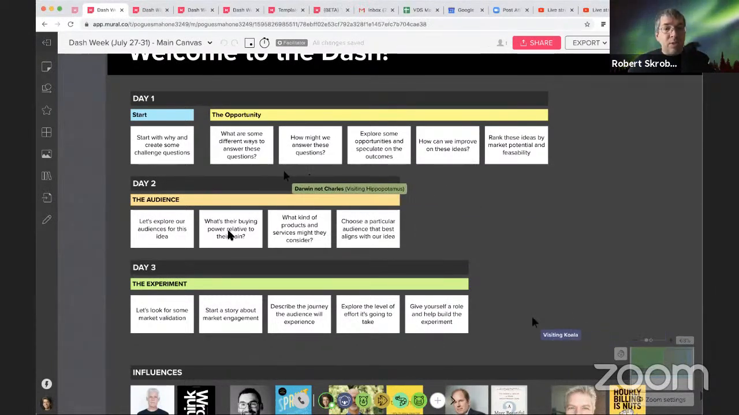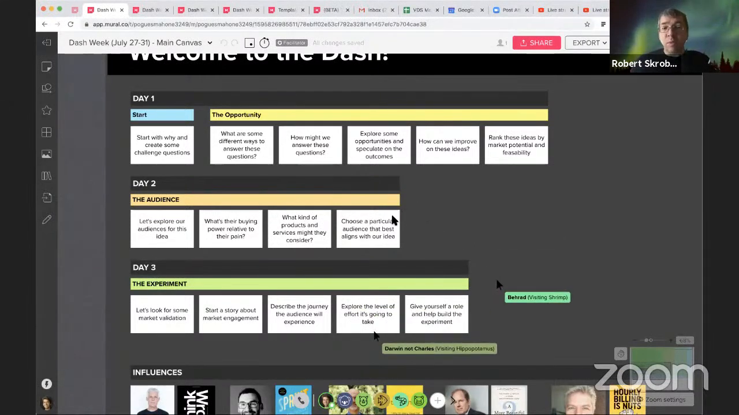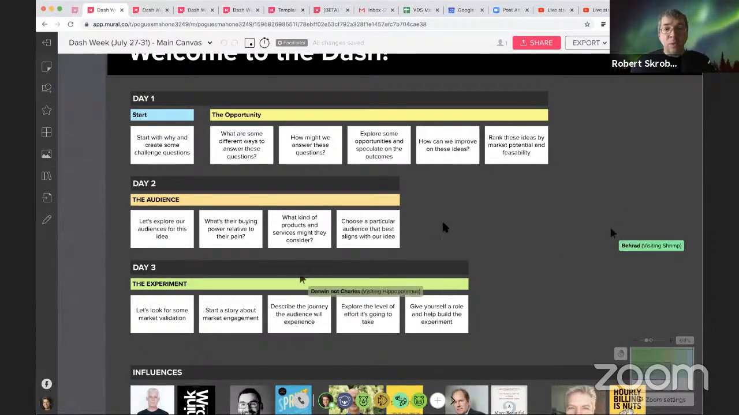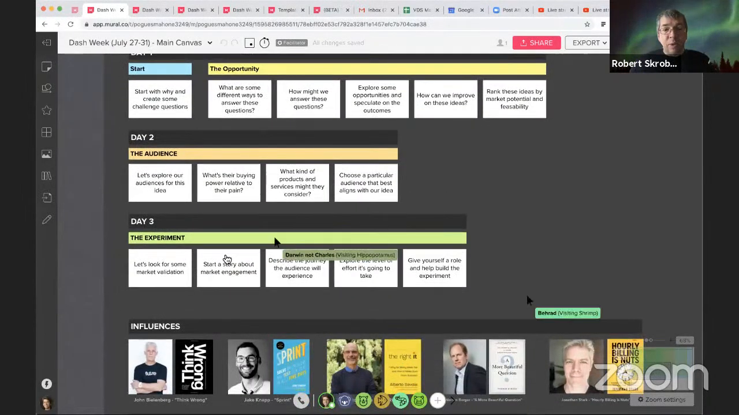What kind of products and services they may consider in relation to the idea, the pains that they're currently experiencing with those products and services, and then we choose a particular audience that we want to move forward with, so that we're isolating ourselves to one focus. Doesn't mean we can't go back and change it, but for the purposes of this process, that's what we're going to focus on. Then finally, the experiment.